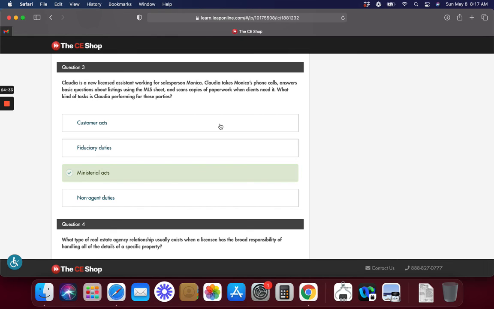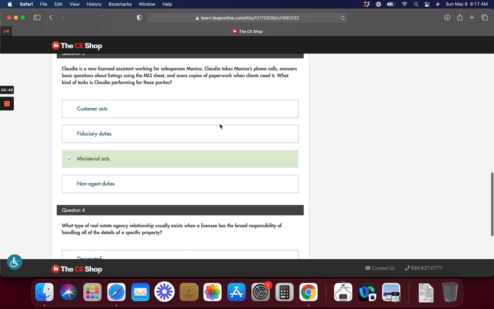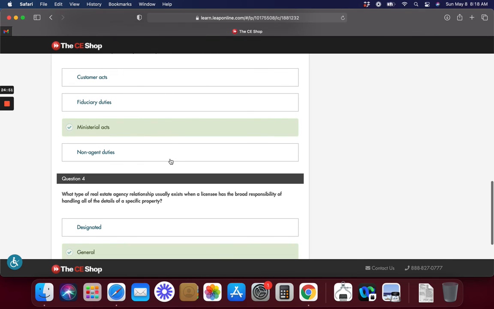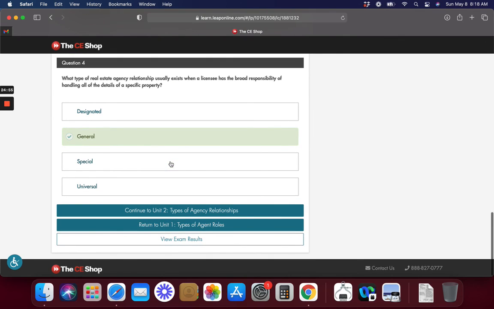Okay, so ministerial acts. That was totally a guess. They didn't even talk about that in this unit, so I'm not sure why that came up, but you've definitely got to know a little bit about real estate if you're going to be answering questions and doing stuff. What type of real estate agency relationship usually exists? General. And that was kind of a guess too.